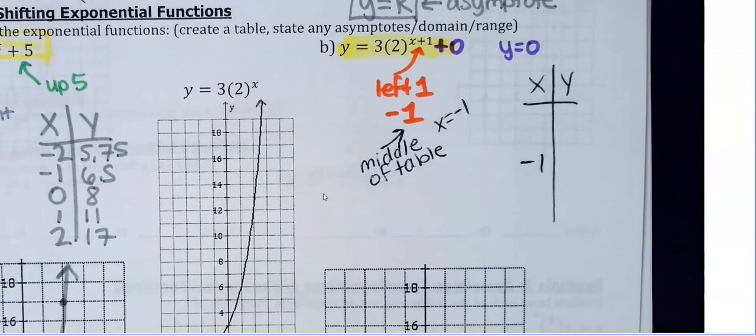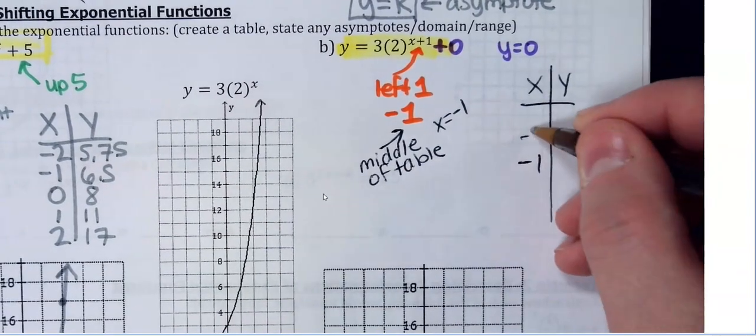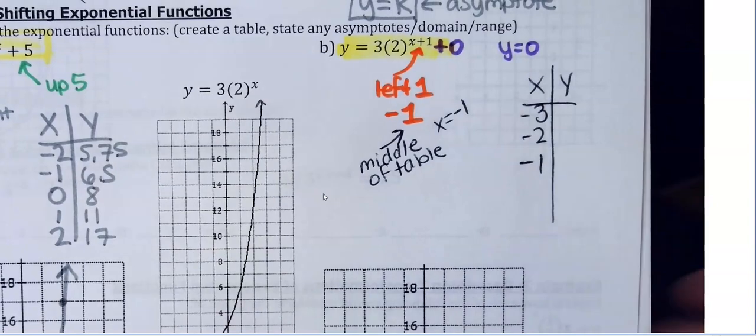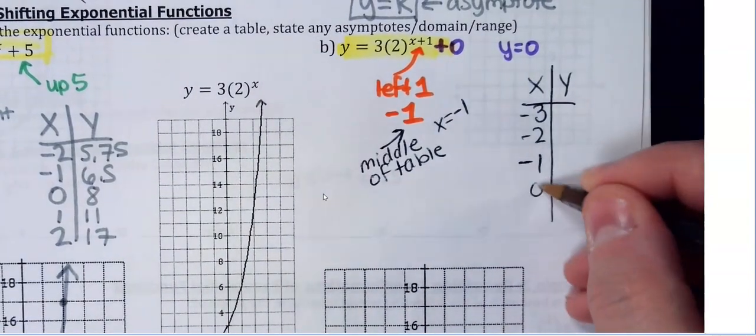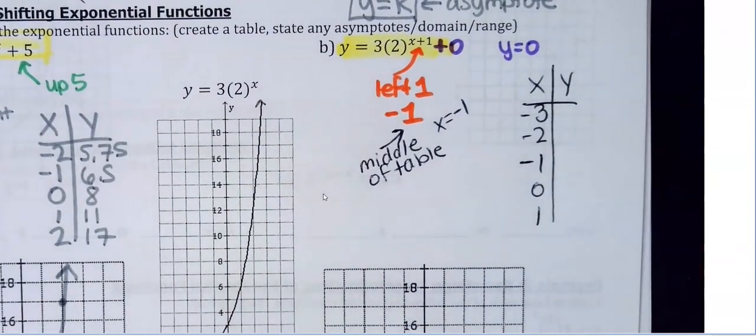And then I just do 2 smaller numbers. So in that case, -2, -3, and then I do 2 bigger numbers, and that would just be 0 and 1. Whenever you have a shift left or right, you're going to alter your table a little bit to give you a better idea of what the graph would look like. If it doesn't shift left or right, just keep it like that: -2, -1, 0, 1, 2. But because I'm shifting it a little bit, I'm going to shift my table a little bit, because it affects the x values.